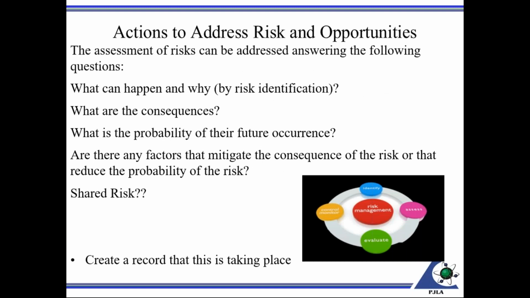The assessment of risk can be addressed by answering the following questions. What can happen and why? Identify the risk. What are the consequences? What is the probability of their future occurrence? There are many factors that mitigate the consequences of risk, or that reduce the probability of risk. So basically, those three questions are a good way to start creating a record to show compliance with this standard. And then risk treatment from there.